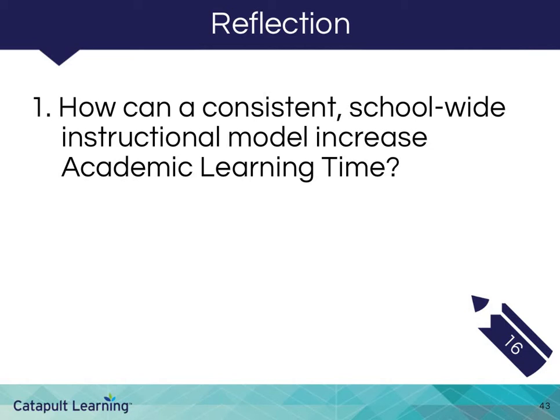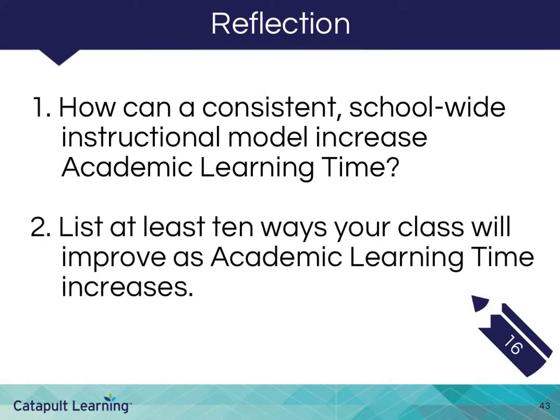Look back to the vocabulary word bank and the critical attributes of academic learning time. Reflect on the anatomy of a lesson and how it relates to the gradual release of responsibility. List at least 10 ways your class will improve as academic learning time increases. Hint: 2 of your answers need to revolve around active manipulation and competency. Please pause the video for a moment and write down your answers to the questions in your viewing guide. Press play when you're finished.